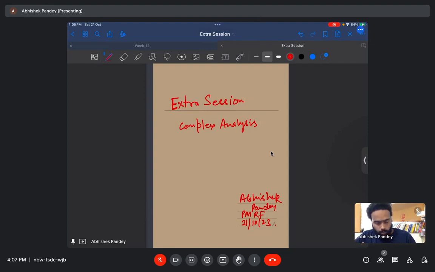So today the schedule is an extra session, and we are going to discuss about the space of analytic functions. So we'll start with that.